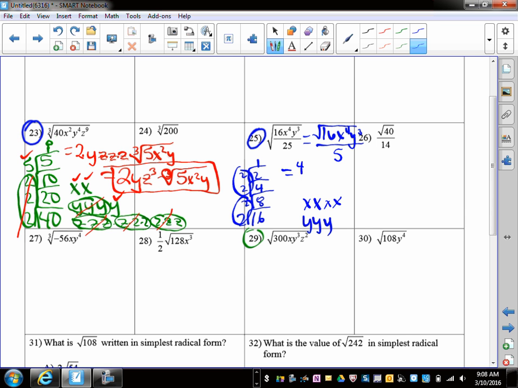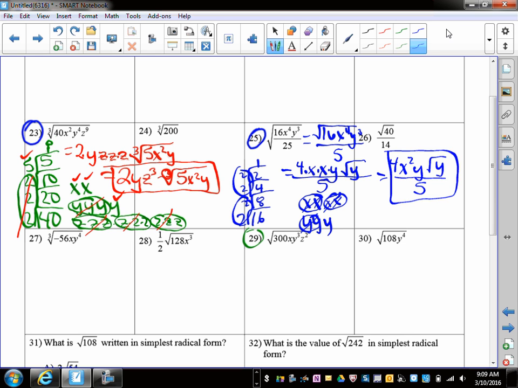How many groups of x's do we have? We have two pairs, right? And a pair of y's. So x comes out, and y comes out. What's left underneath that square root? Y. And then 5, it's still in the denominator. Alright, so we have 4. What's x times x? X squared. And then y. Square root of y all over 5. That's your answer there.